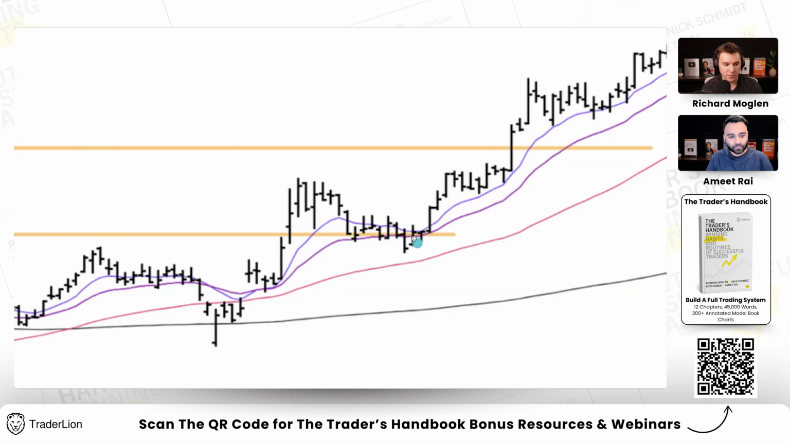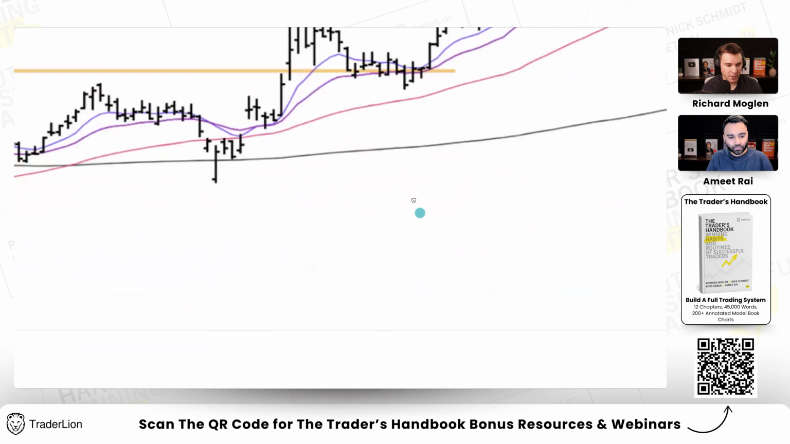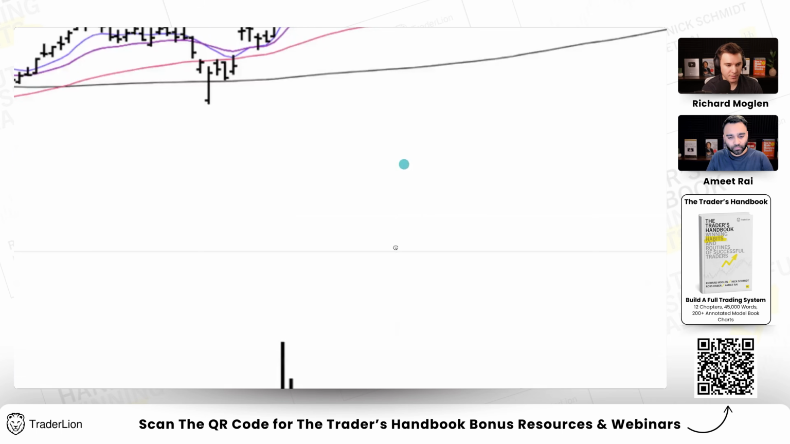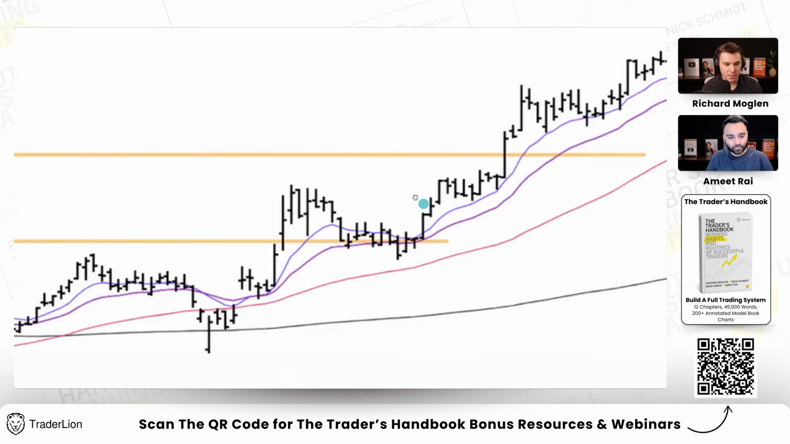What is this pattern called? This is an inside day. So again, it's like contraction after expansion, and it's telling you that there's no selling pressure whatsoever. If you look at this bar here, what's the volume like? That looks like the lowest in quite some time and much lower than the average, right? And what happens the next day? We get the explosion higher.